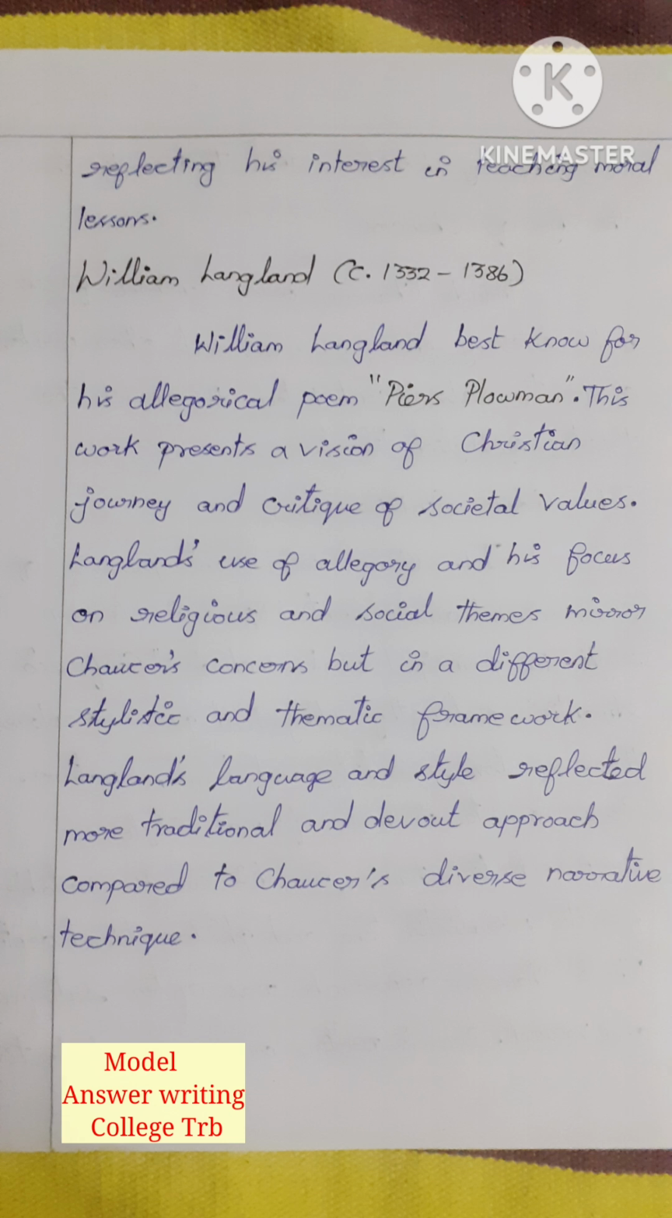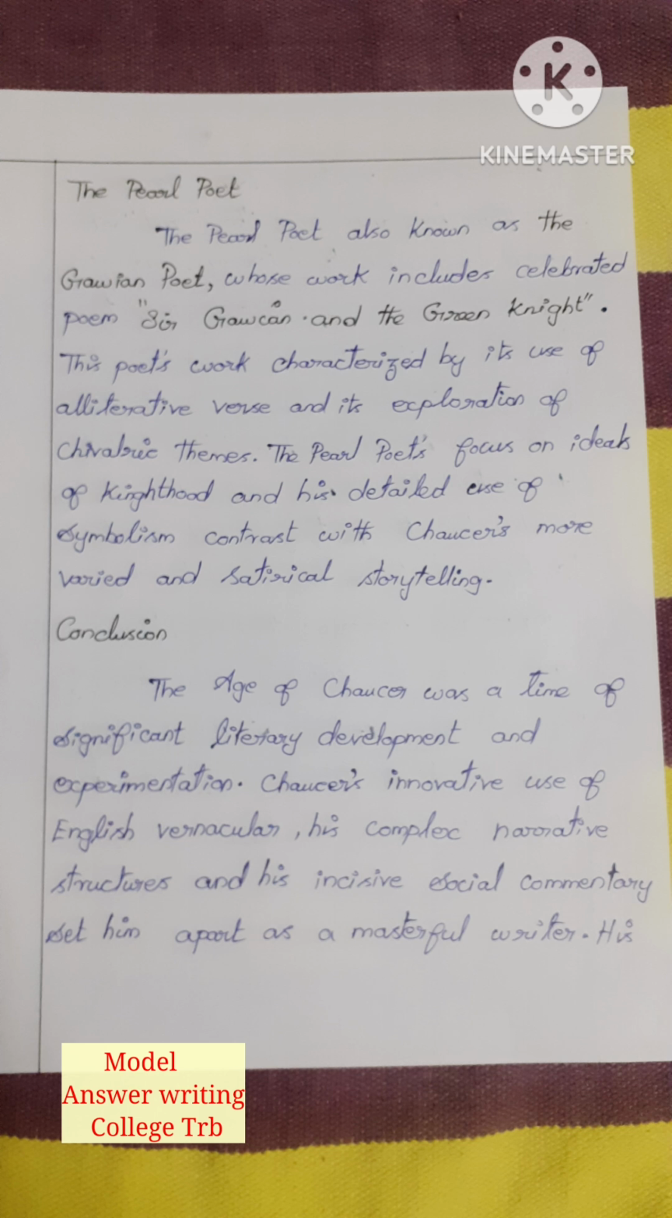The Pearl Poet, also known as the Gawain poet, whose works include the celebrated poem Sir Gawain and the Green Knight. This poet's work is characterized by the use of alliterative verse and its exploration of chivalric themes. The Pearl Poet focuses on ideas of knighthood and uses symbolism, in contrast with Chaucer's more varied and satirical storytelling. Thus the age of Chaucer was a time of significant literary development and experimentation.